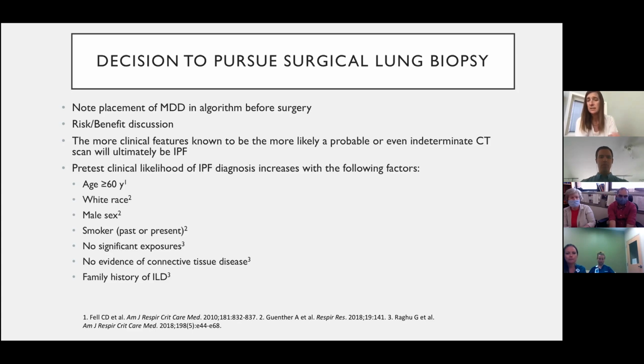So you probably know a lot of this data, but looking at these features that enhance the likelihood of IPF is someone that's over 60 years old, a male, someone who's Caucasian, a smoker in the past or present, again, no exposures, no connective tissue disease, and a family history of ILD also actually portends a more likely IPF diagnosis. So if you're looking at a patient and trying to decide where you're headed, knowing these factors can be helpful in maybe not doing that biopsy.